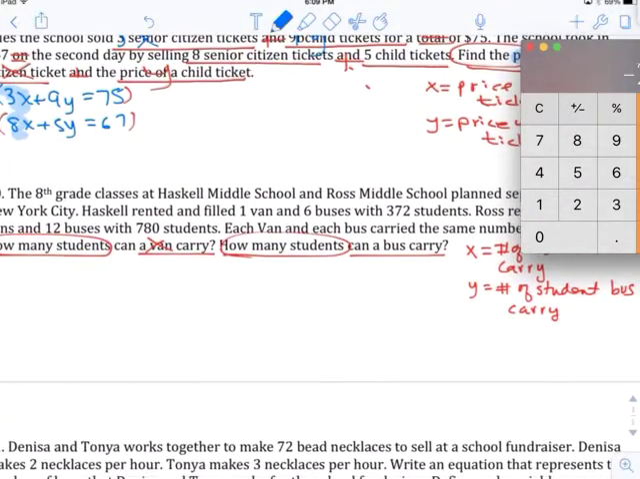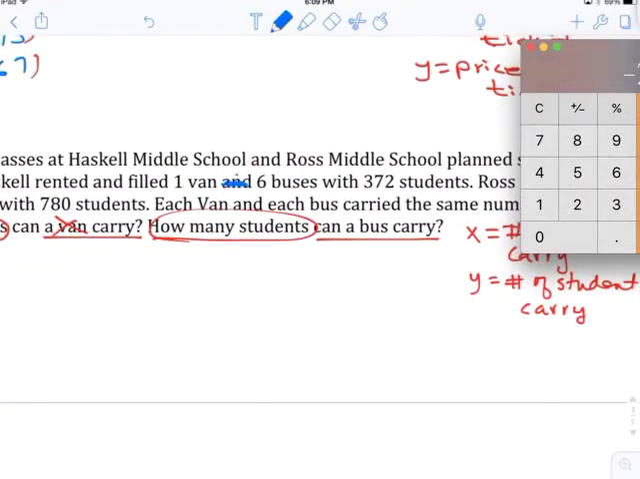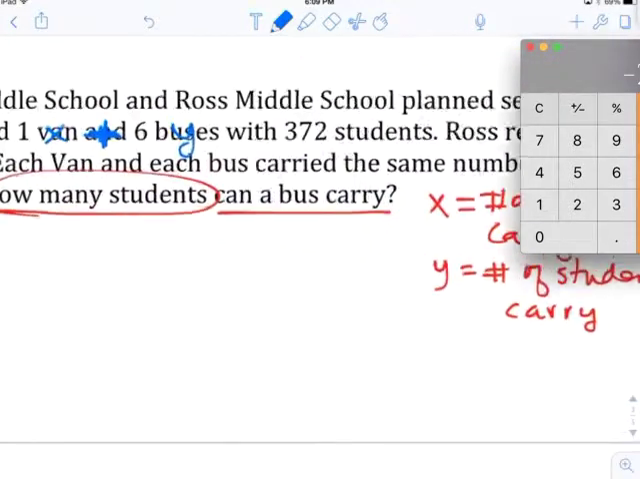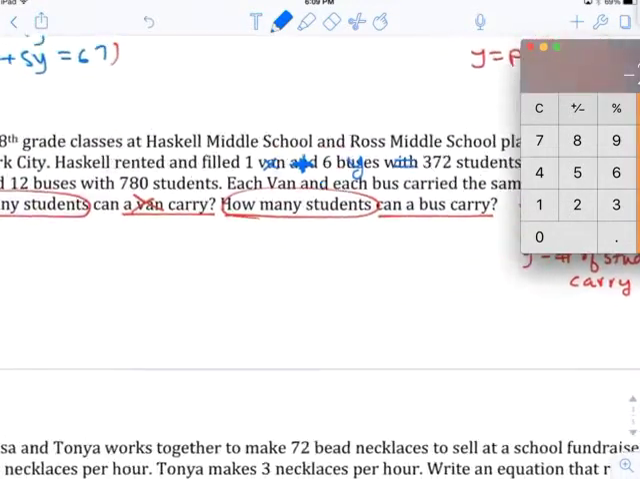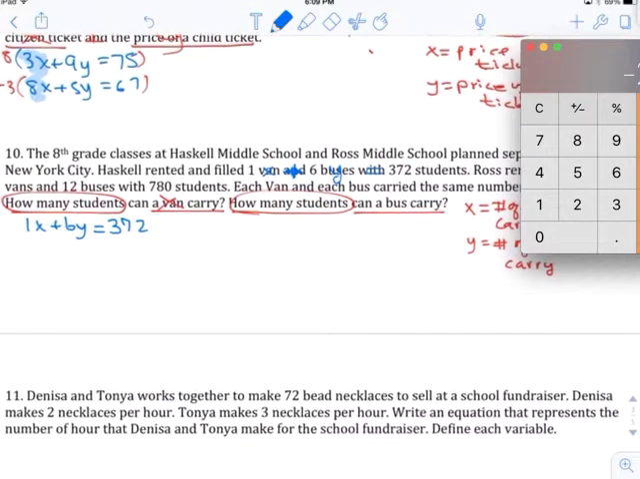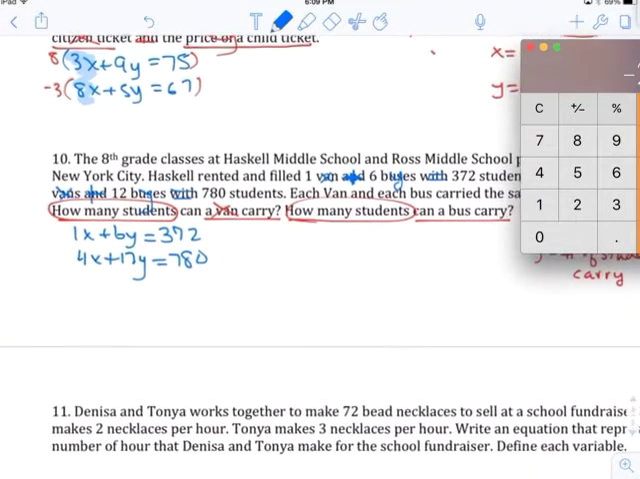Haskell rented and filled 1 van and 1 bus, so plus 1 van, that's X, plus 6 buses, Y, right, Y for bus, equals that. So 1x plus 6y equals 372. Ross rented and filled 4 vans, 4x, plus 12y equals 780. Okay.